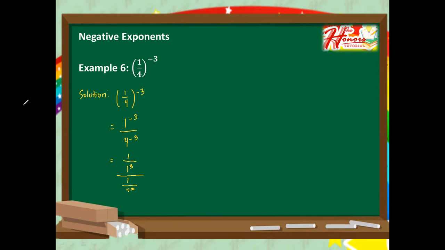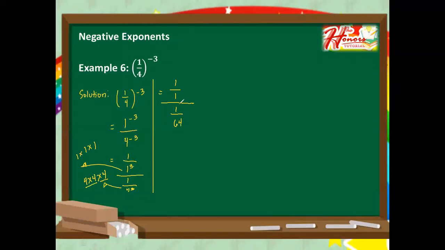And then let's continue solving. Let's have the numerator first. So the numerator is 1 over 1 raised to 3. It means that 1 times 1 times 1. So 1 times 1 is 1 times 1, that's 1. So we have here 1 over 1 for the numerator all over 1 over 4 raised to 3. 4 raised to 3 meaning 4 times 4 times 4, not 4 times 3. 4 times 4, 16 times 4, 64. So we have here 1 over 64 in the denominator.